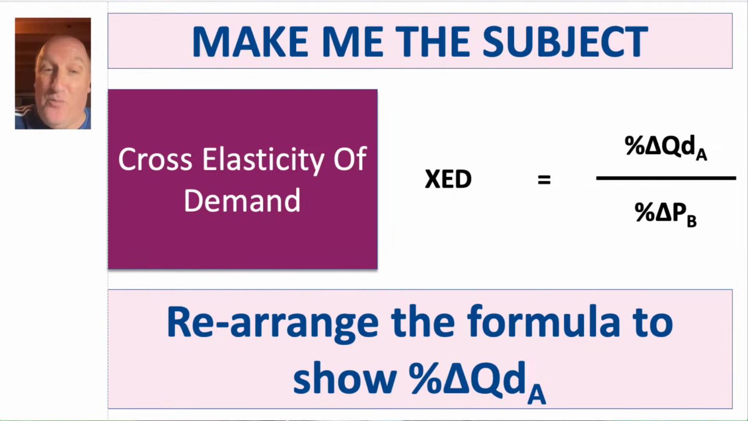So here's the formula for cross price elasticity. XED equals the percentage change in quantity demand for A divided by the percentage change in the price of B. Can you please rearrange the formula? Just type it into the chat window. Who can be first to show the percentage change in the quantity demanded for A?